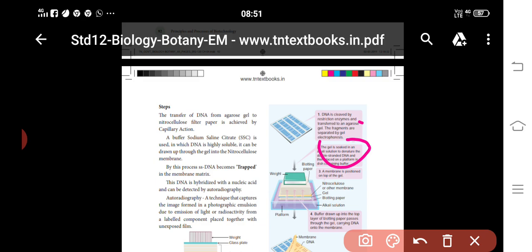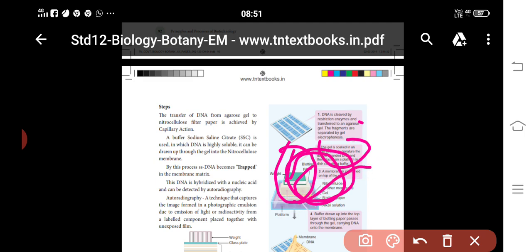In the alkaline transfer method, the gel is put in an alkaline solution. The alkaline denaturation improves the transfer of the negatively charged DNA to the positively charged membrane. Next, a sheet of nitrocellulose membrane is placed at the top.